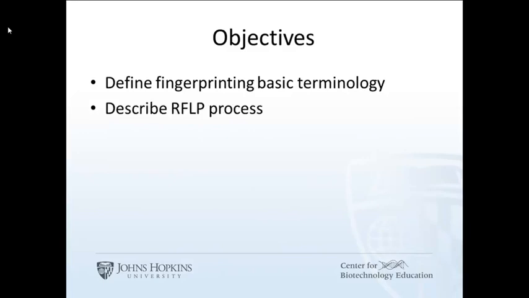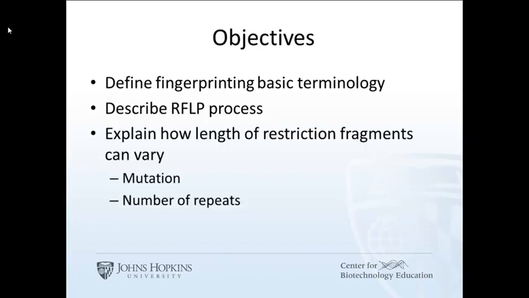The RFLP process can be used to distinguish individuals based on the sizes of very specific fragments of DNA. So, why do people have different length fragments? Sometimes mutation is involved. In many cases, there are short repeated regions of DNA, and individuals can vary in how many of those repeats are present in an individual.